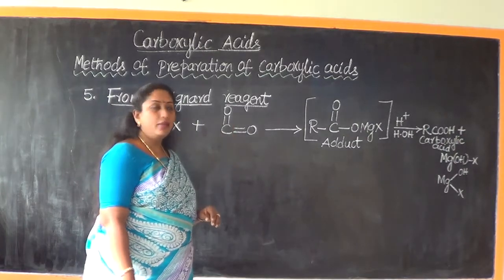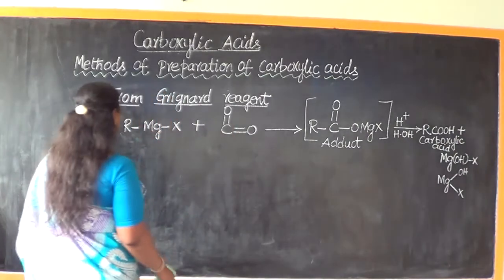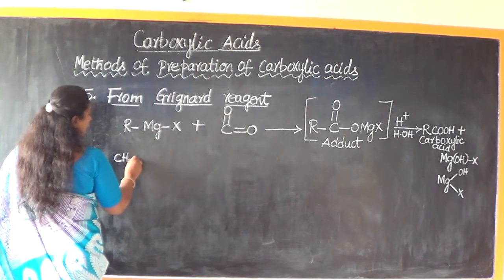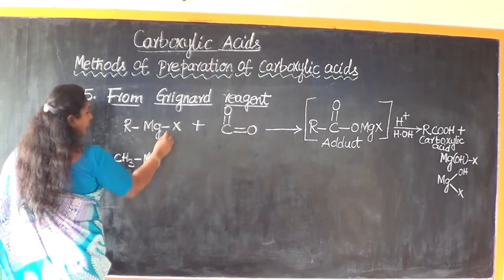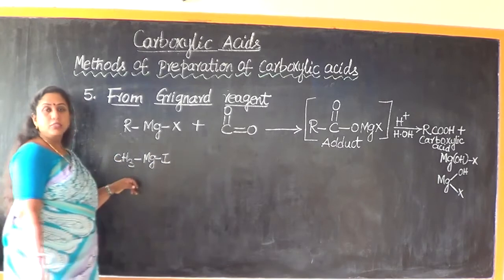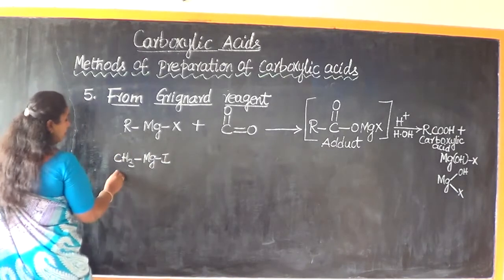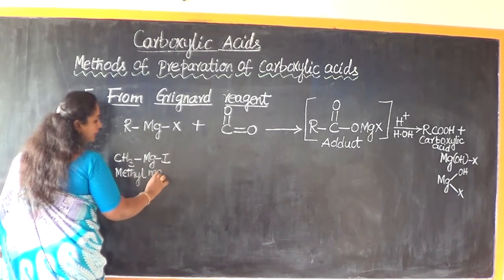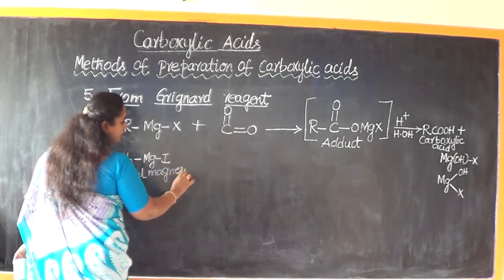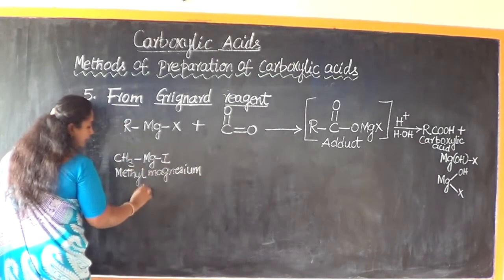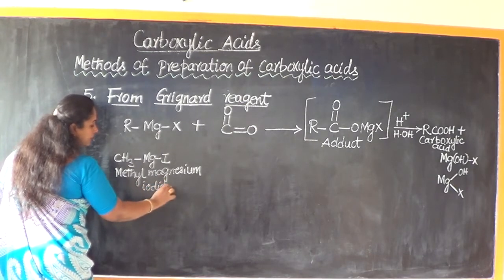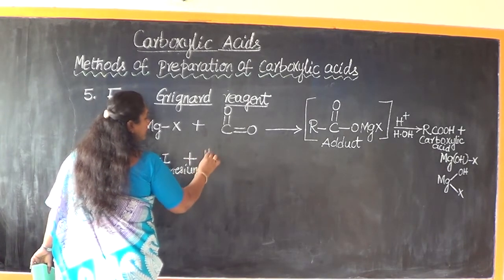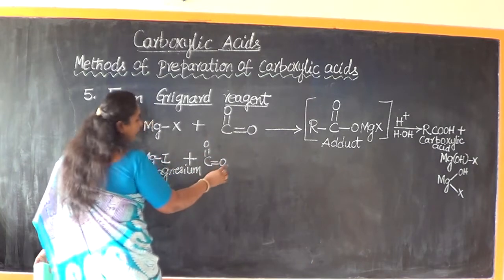So this is a general reaction. Now let us understand this with an example. Now I will replace R with CH3, Mg as it is, and X with I. So what is the name of this compound going to be? Methyl magnesium iodide. This is our Grignard reagent. It is treated with carbon dioxide, that is dry ice.